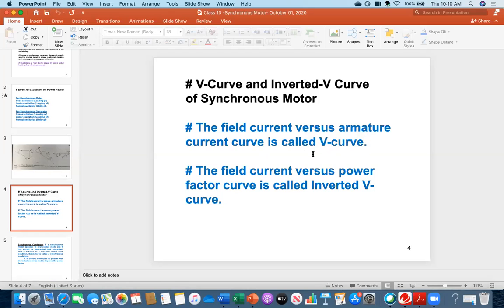Pretty interesting. If you increase or decrease the field current, I mean under excitation, over excitation, normal excitation, depending on that, armature current will change. That curve represents the V curve. And then the inverted V curve: if you plot the field current versus the power factor, it is called the inverted V. This is the letter V, but inverted. So let's have a look at what the V curve and inverted V curve are. I will take you to the whiteboard once again.